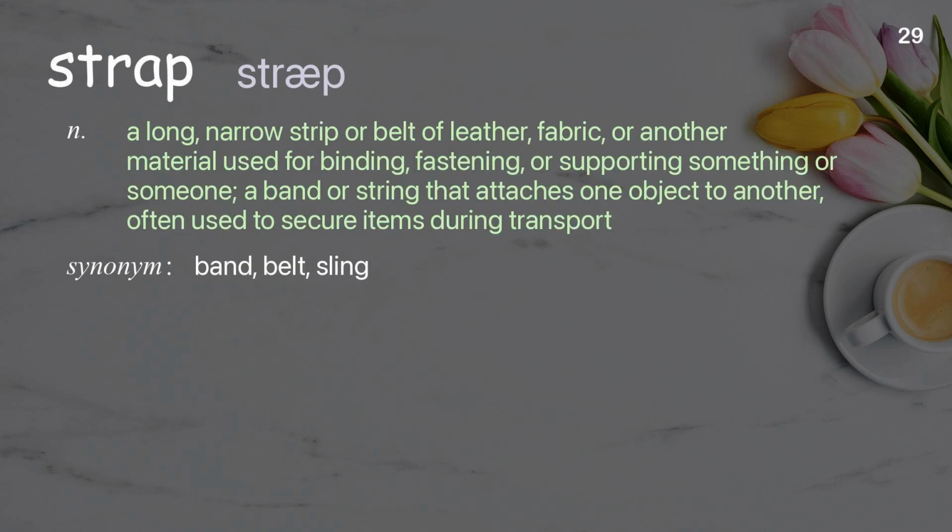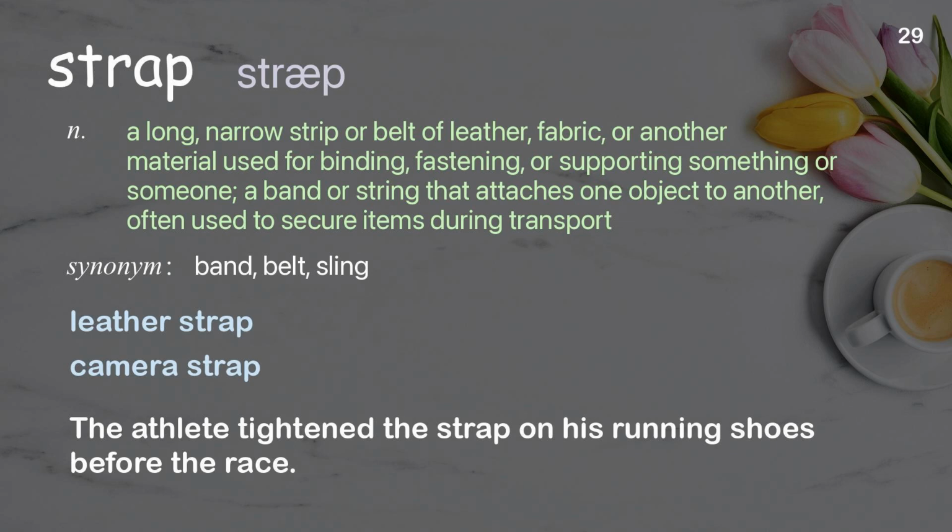Strap. A long, narrow strip or belt of leather, fabric, or another material used for binding, fastening, or supporting something or someone; a band or string that attaches one object to another, often used to secure items during transport. Examples: Leather strap. Camera strap. The athlete tightened the strap on his running shoes before the race.